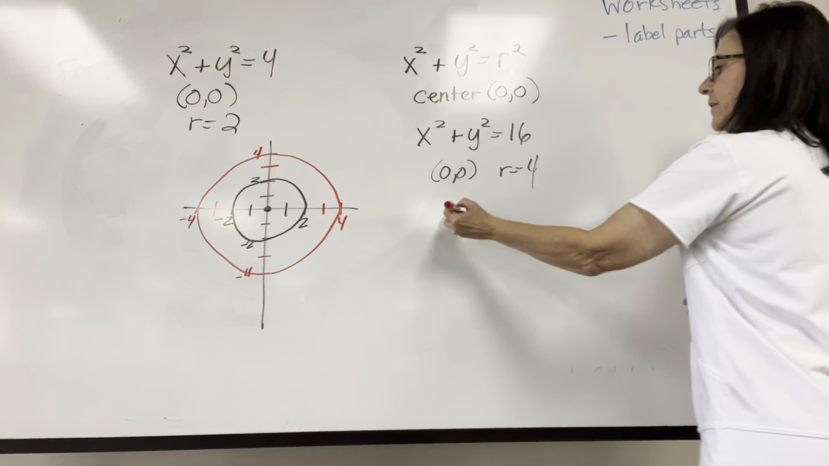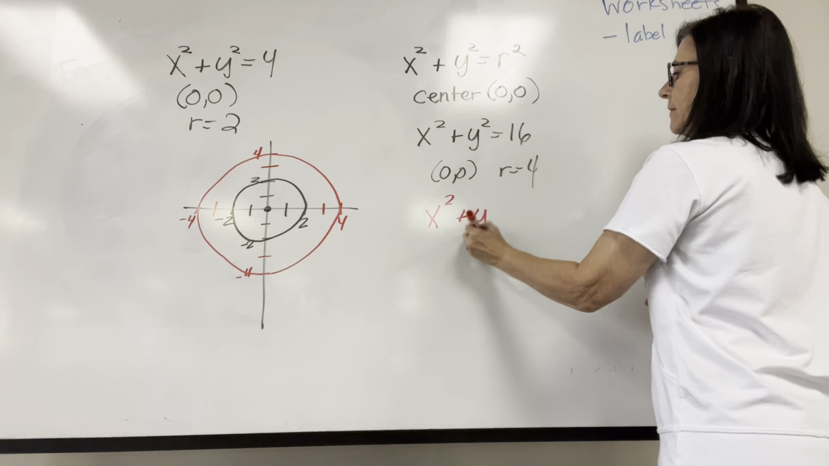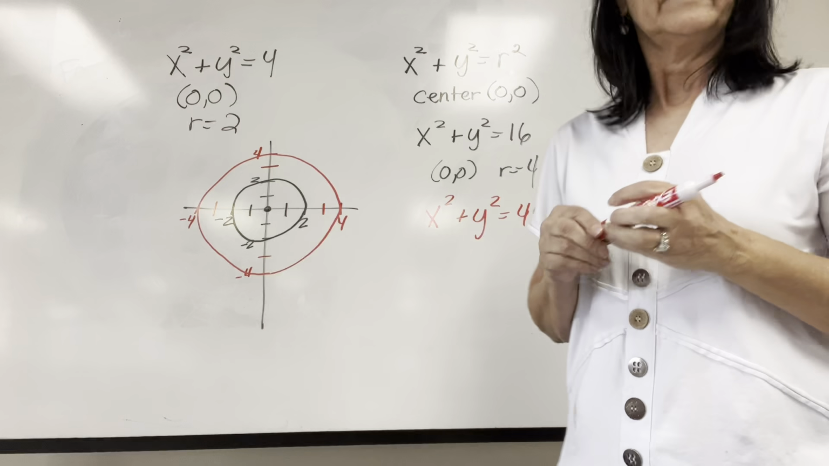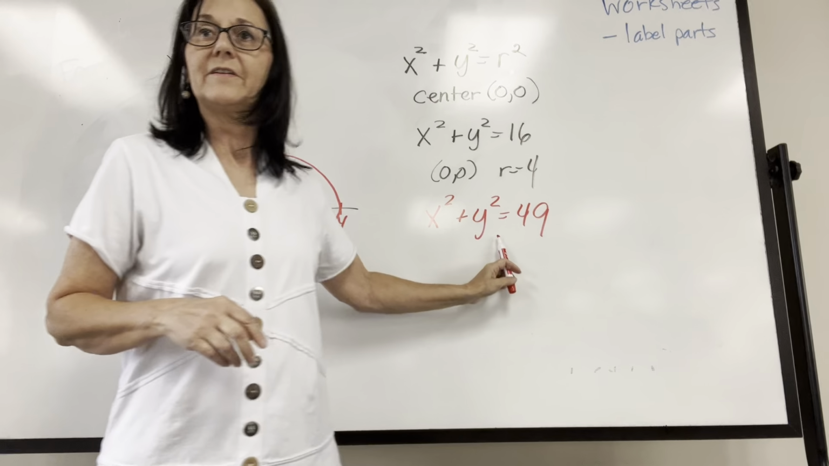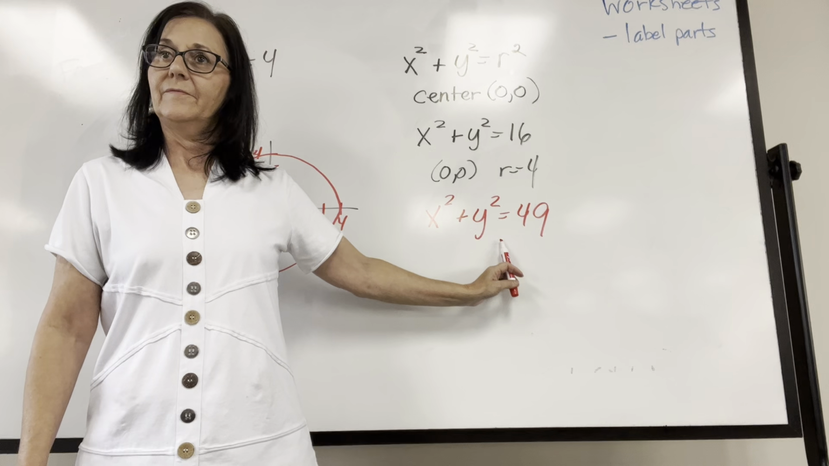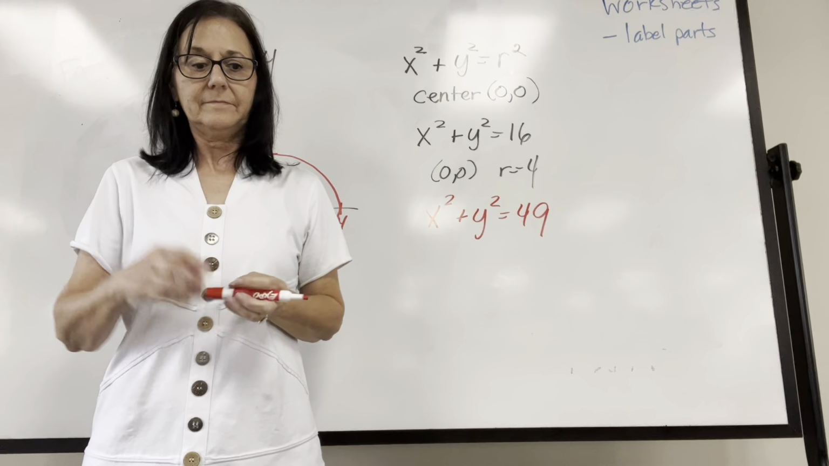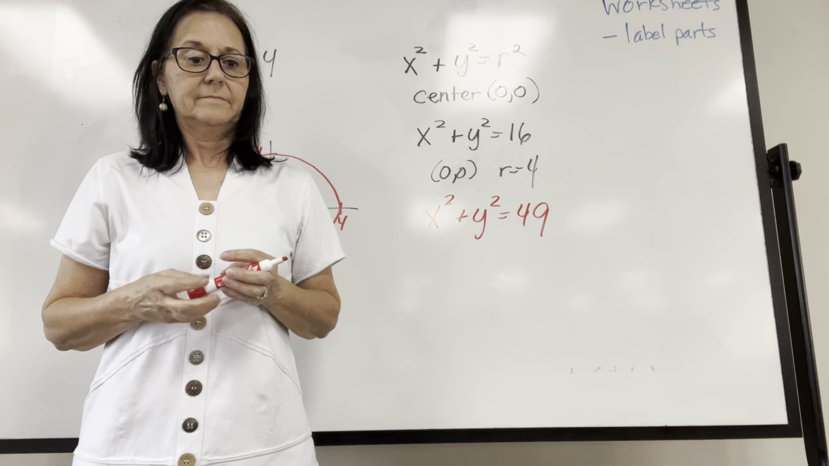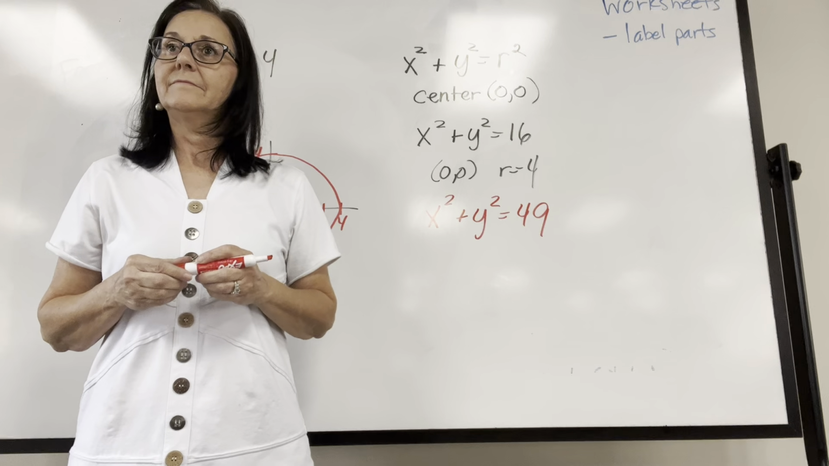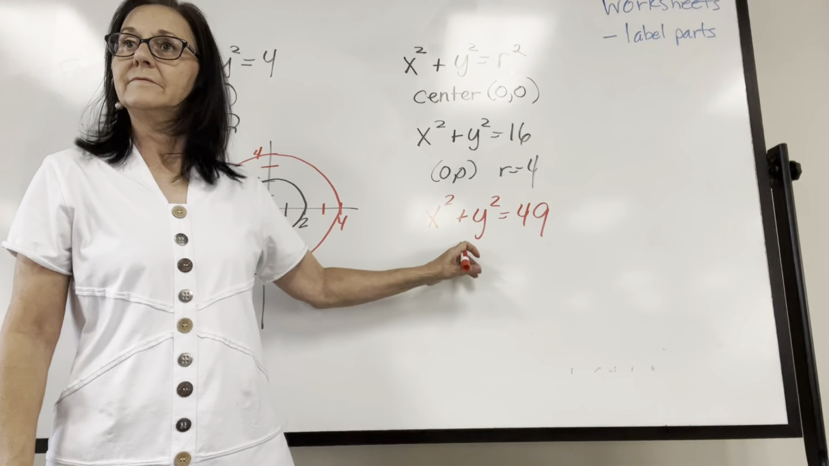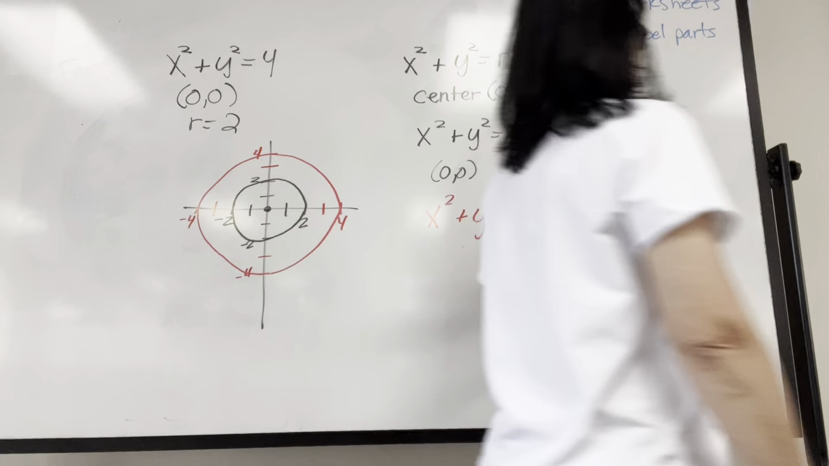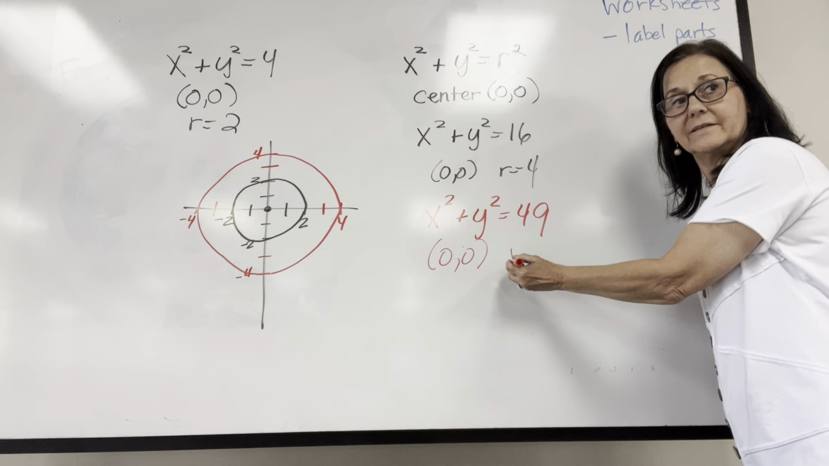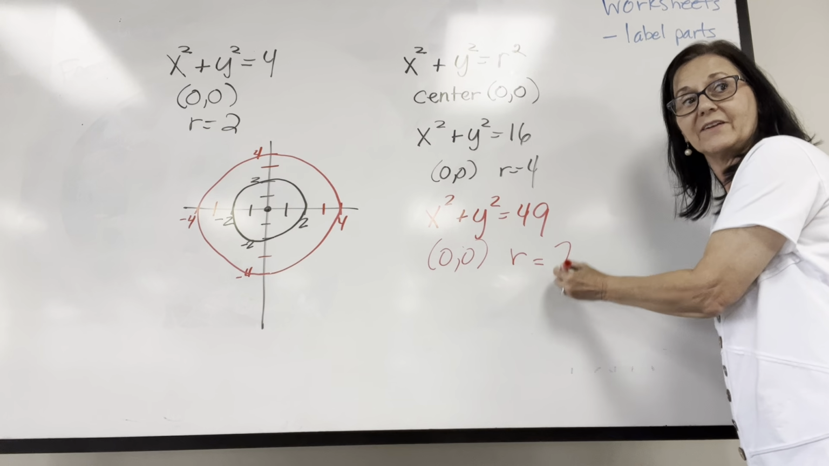Now, can you graph that one? You graph this one. Yes? So, where's the center? 0, 0. Okay, the center is 0, 0. And then the square root of 49 is 7, right? And so what is that? The 7? The radius. The radius is 7. All right, so graph it.